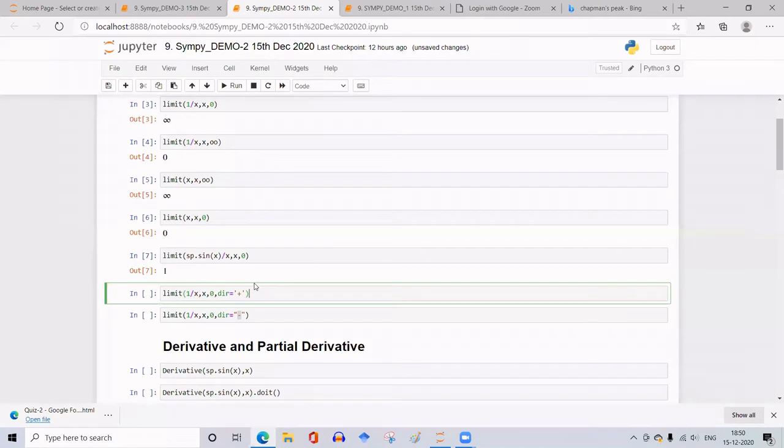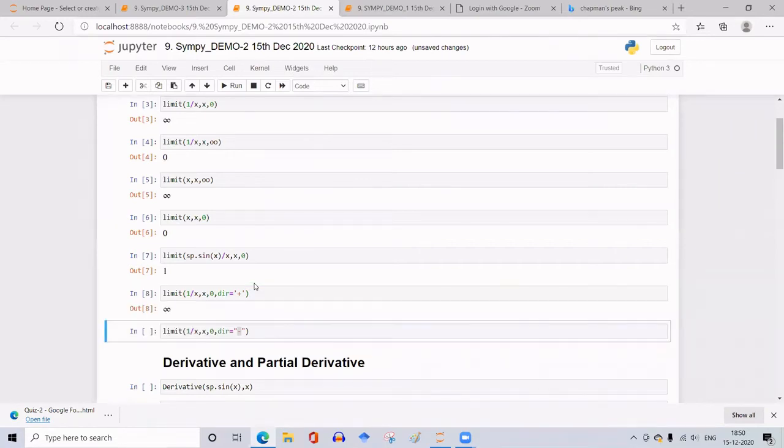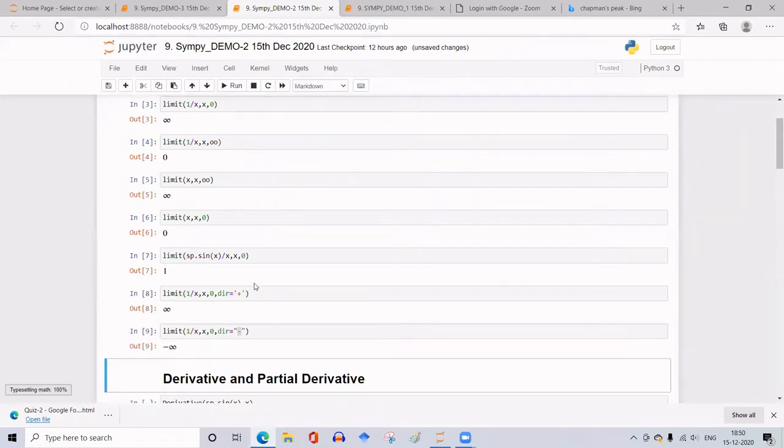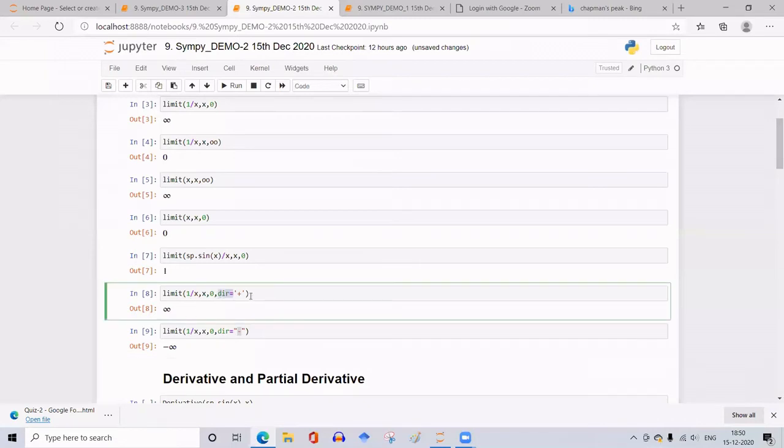So we can have two answers. No, what are the two answers? Plus infinity and minus infinity, is it not? If it approaches from the plus direction, it has to go to plus infinity, and from the minus direction, it has to go to minus infinity. Okay, you understood this extra feature?